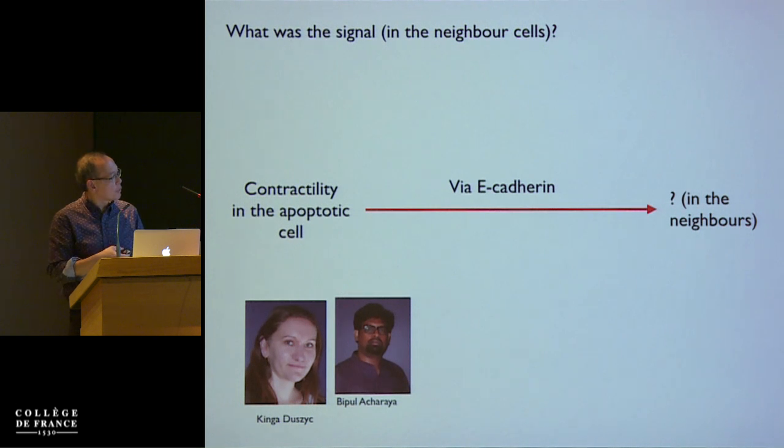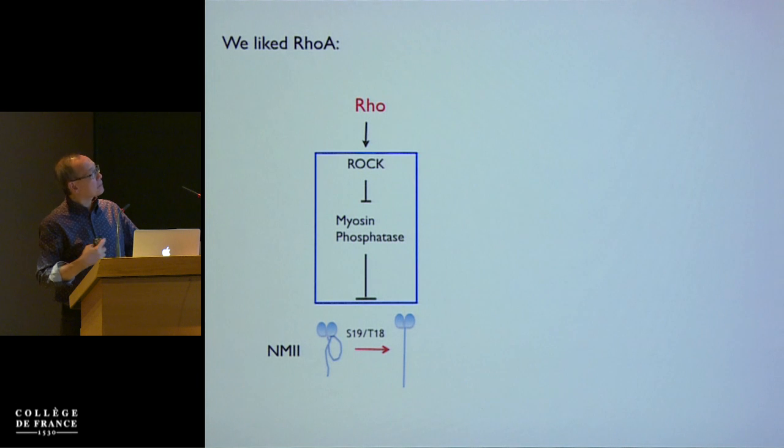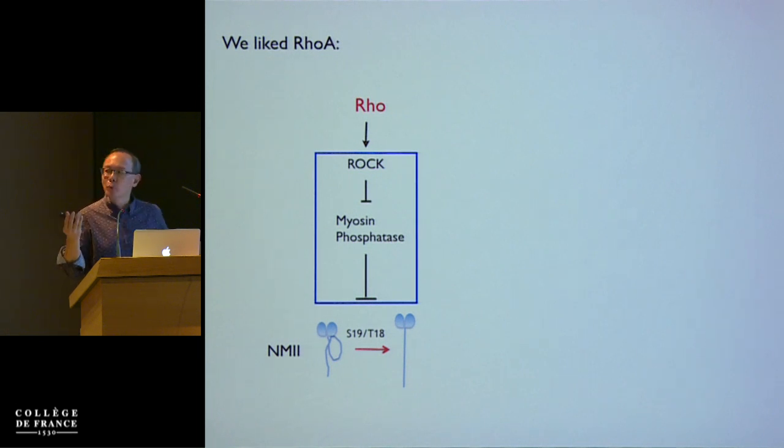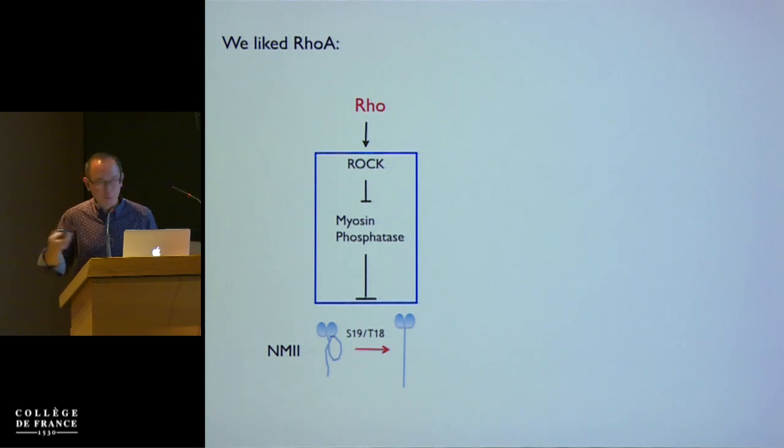And that's work that's been driven particularly by Kinga Dusic and Bipul Acharya in the group. So we wanted to try and identify a signal that might be found in the neighbors that would respond to the contractile stimulus from the apoptotic cell. And the signal that we liked as a candidate is the signal Rho that you've already heard about. And we liked it for a couple of reasons.